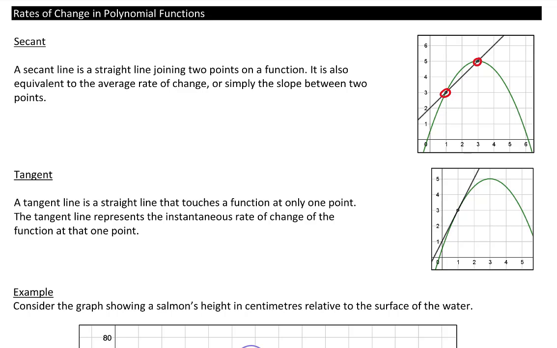Next is our tangent line. A tangent line is a straight line that touches the function at only 1 point. So here the line hits the parabola at 1 point. And the slope of a tangent line is equivalent to the instantaneous rate of change.